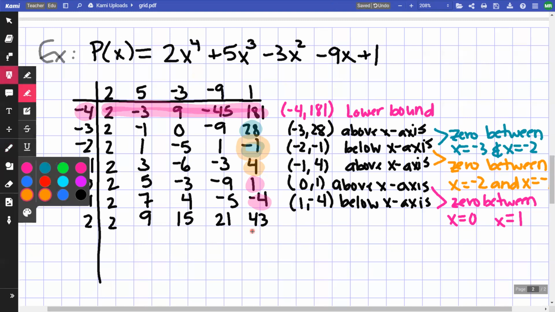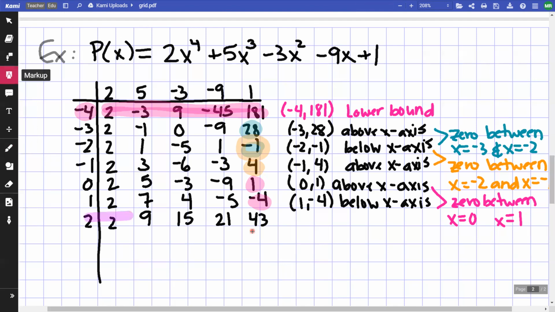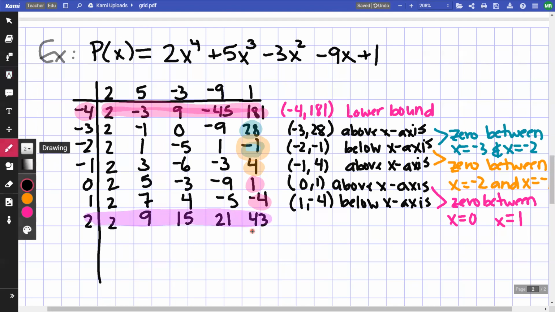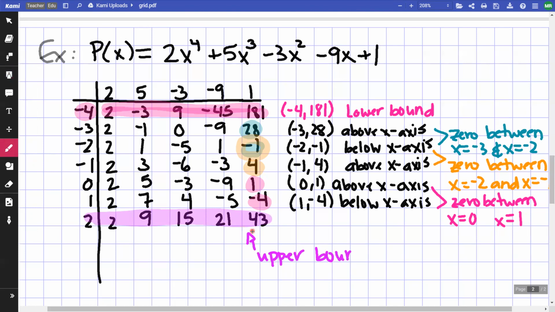What's true about this right here? Upper bound. Upper bound. Because I used a positive and I got only positives. Gosh darn, so I can't try anything after and get a 0. I only have 3 zeros.